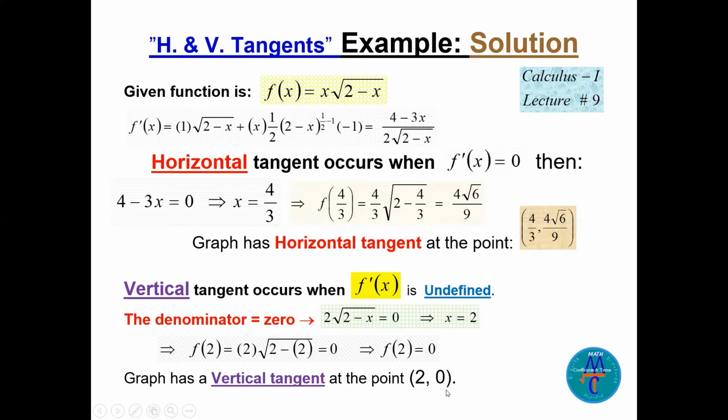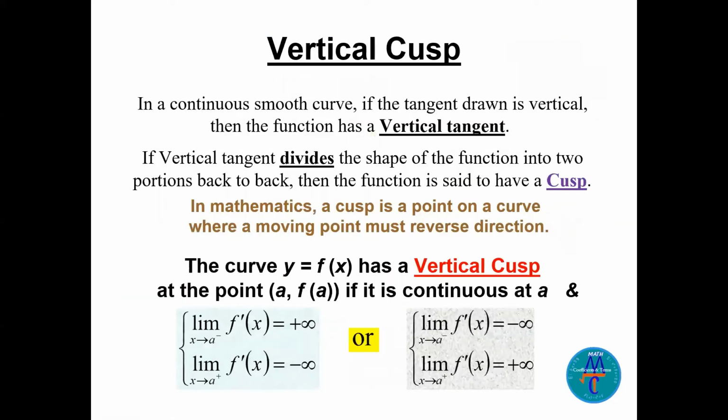One horizontal, one vertical. Now, what is a cusp? Vertical cusp or cusp? If the tangent is vertical to the graph, then the function has a vertical tangent. Now, a special case of a vertical tangent we call a cusp. If the vertical tangent divides the shape of the function into two portions back to back, we will see two examples here, then the function is said to have a cusp.